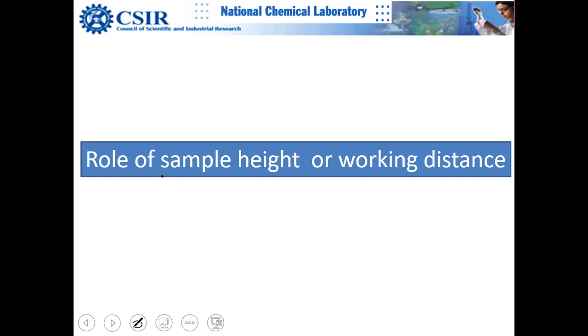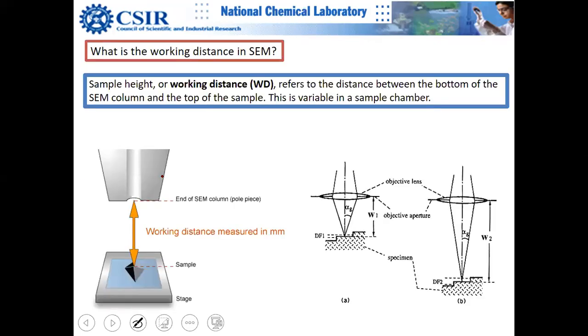Okay. So to answer Manisha's question about the role of sample height, before that, you have to understand the concept of depth of focus, depth of field, and working distance. Yes, Animesh.